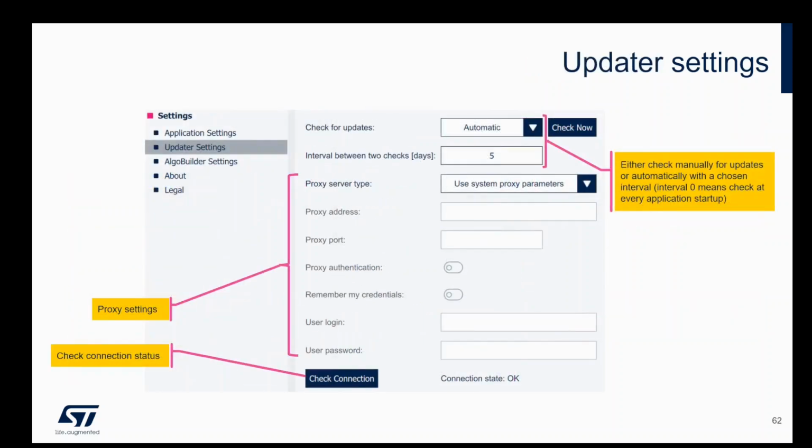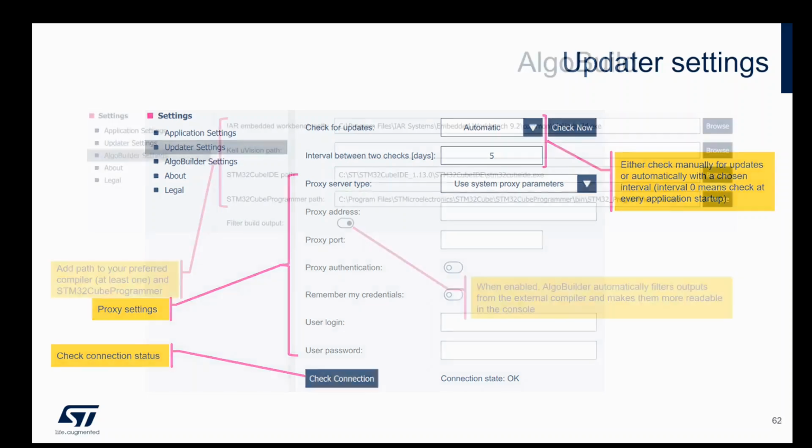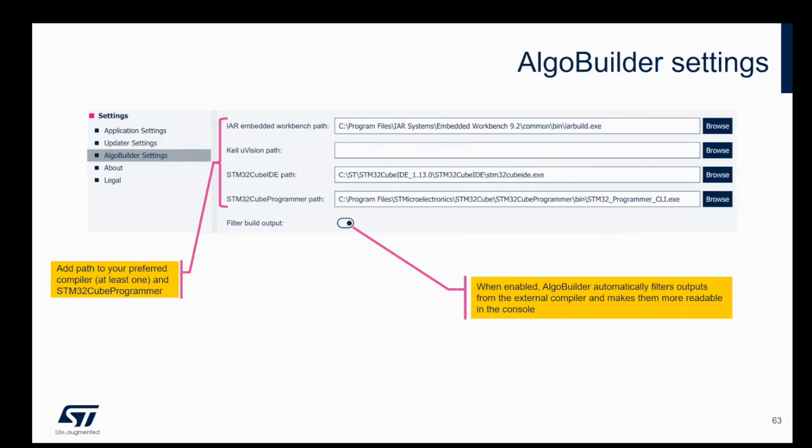Next is the updater. We keep updating MEM Studio. So how do you use this updater? There can be an automatic update. It will update your application. As you know, if you install this on your device, you need to have proxy settings. So there is a section for proxy settings. And then there's a button here, check connection. It'll check the connection to ST and bring the latest update to MEM Studio. So essentially this page for the updater will do that. Next is AlgoBuilder settings.